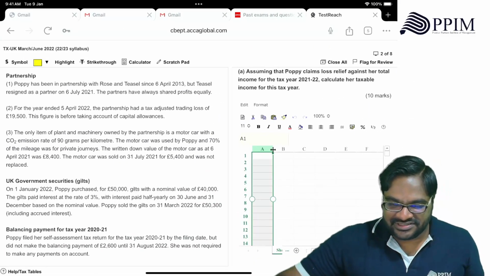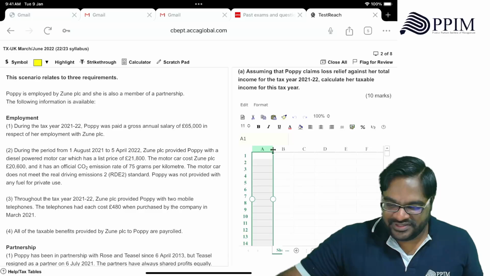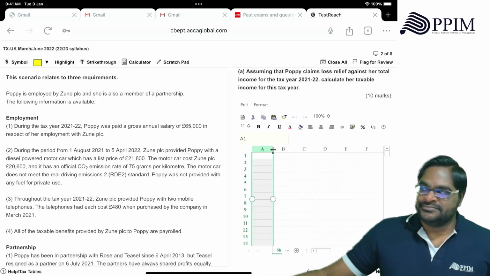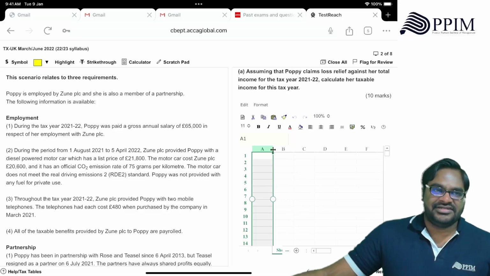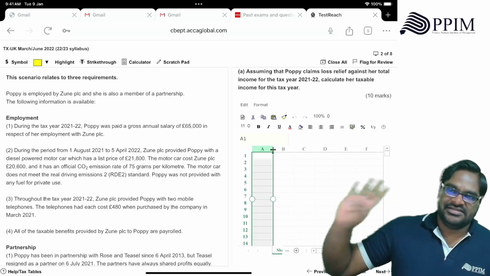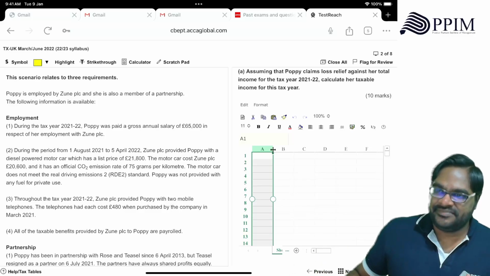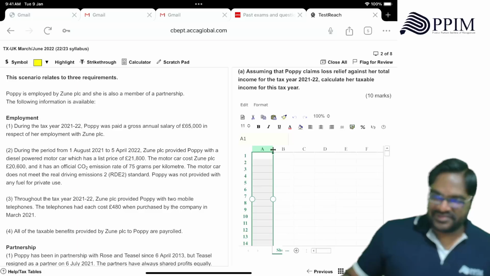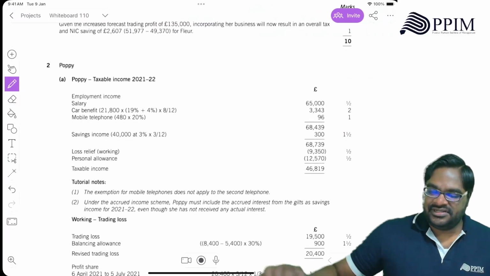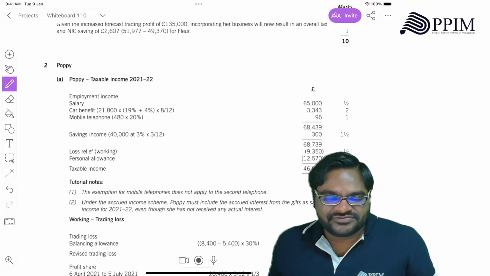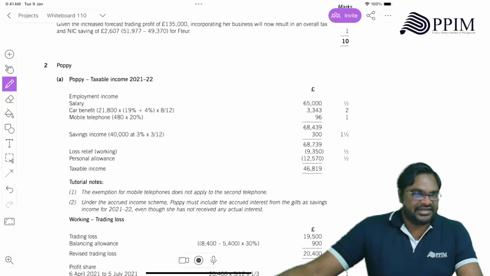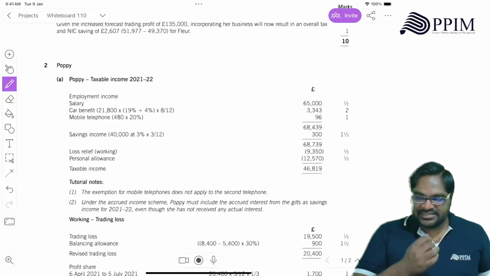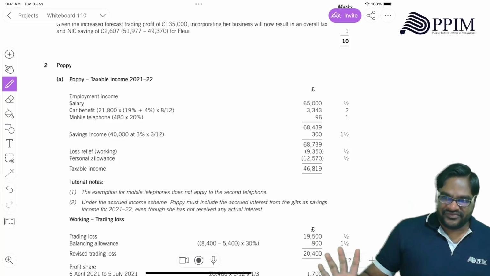Yes, that's what I'm going to check. Car was given when? Yes, car was given in August, right? So given in August means August, September, October, November, December, January, February, March. Only 8 months the car has been given. So you need to time apportion the car. Right. Then mobile phone, like we discussed, 480 into 20% they have taken. Up to that we are okay. So then partnership one we are having a loss, so we keep it aside for a while.